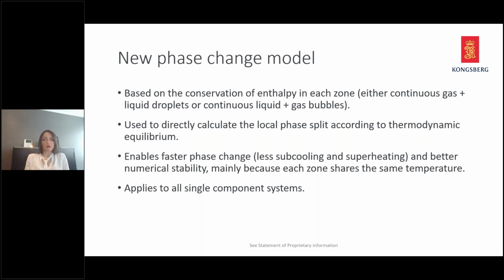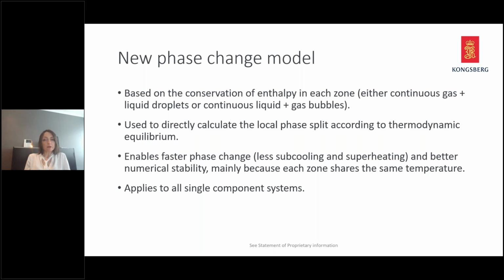LedaFlow already included a special mass transfer term that took care of the boiling and condensation, but we have revised that model in LedaFlow 2.10, and it is now based on a local enthalpy balance for each zone. So what is a zone in LedaFlow? It's a continuous phase, and the dispersed phases that are included in that continuous phase. So it's either continuous gas plus liquid droplets or continuous liquid and gas bubbles.